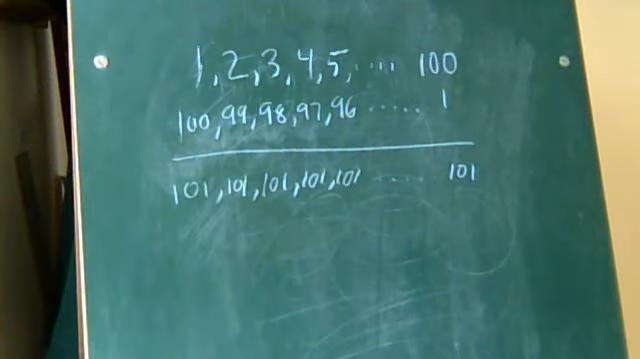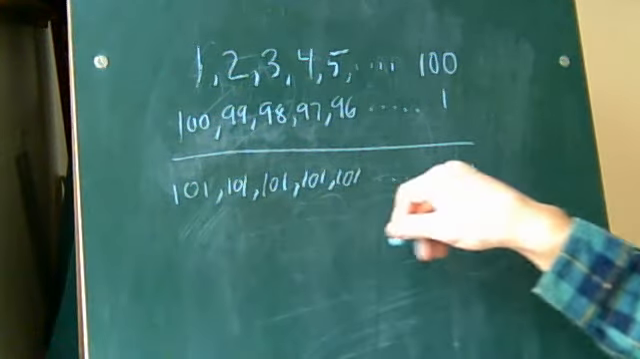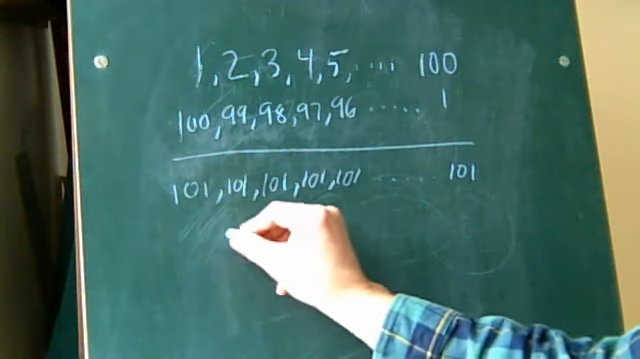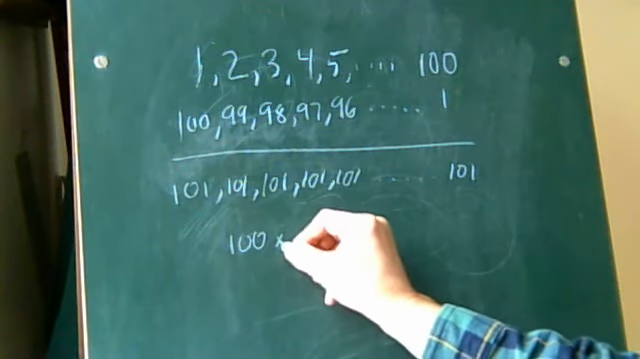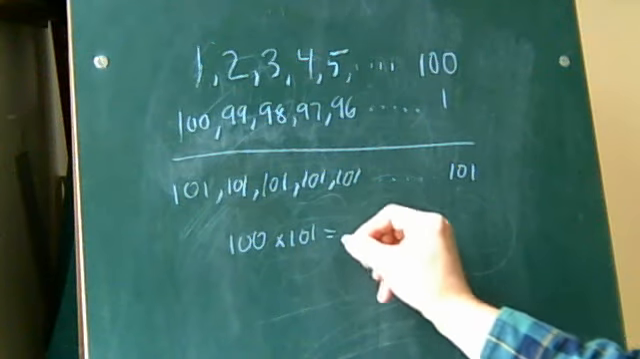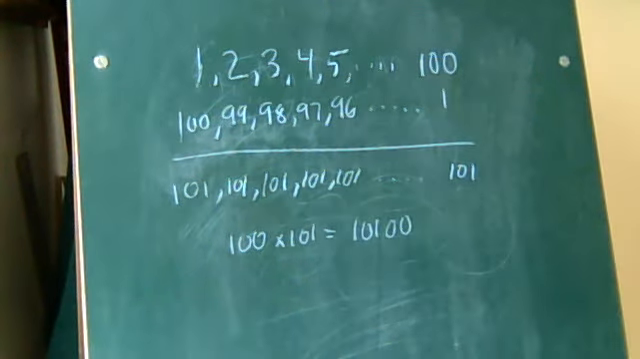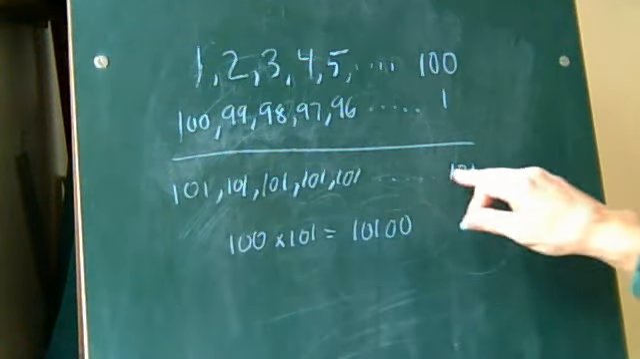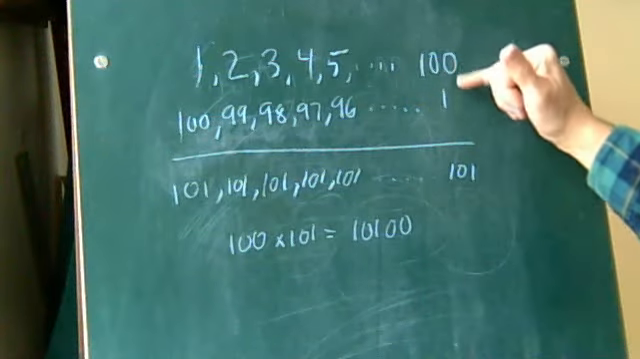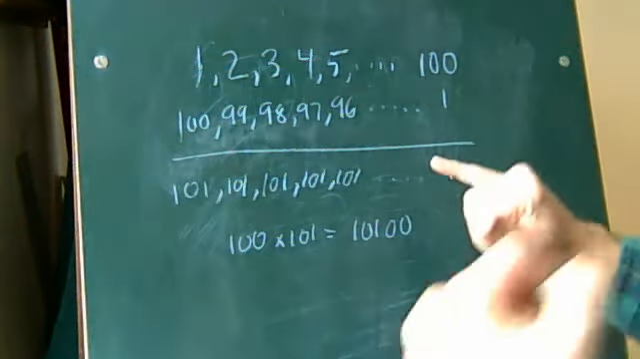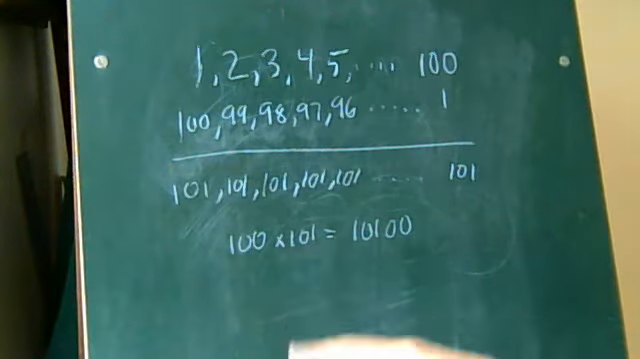Okay? Now, adding up all of these is easy. That's just 100 times 101. That's just equal to 101, and then you just add 2 zeros. It's 10,100. Now, this is the sum of these two series. So the actual answer is going to be half of this.